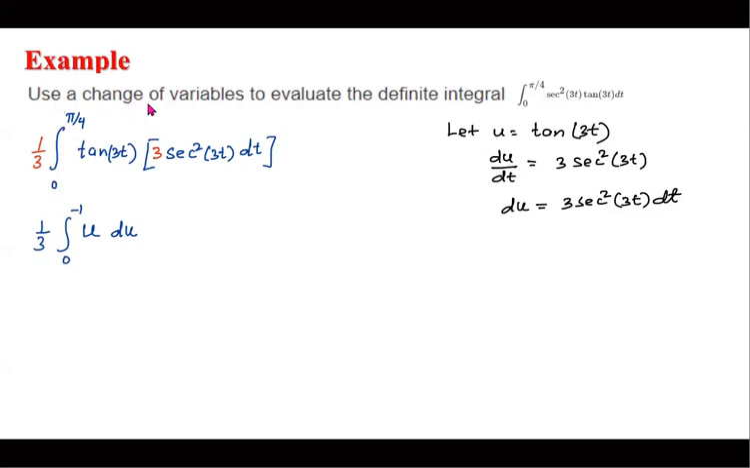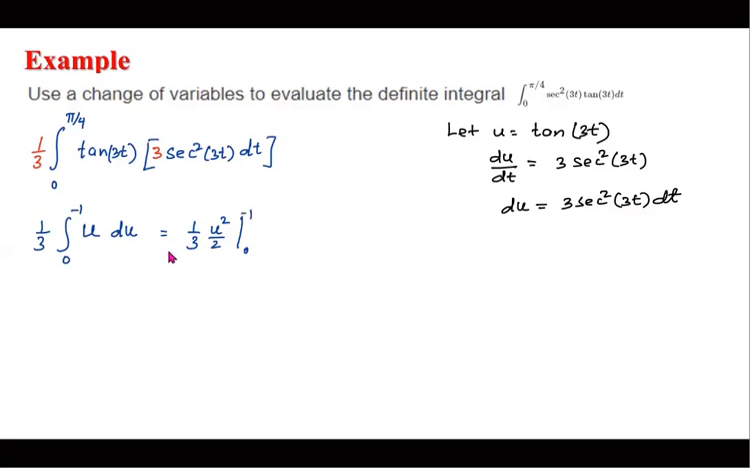They said use the change of variable. We change the variable t to variable u. So that's a u substitution. If you see the change of variable, you are using the u substitution there. Now you can integrate this easily. This is equal to 1/3 as it is. Integration of u is u squared over 2, evaluated between 0 and -1.